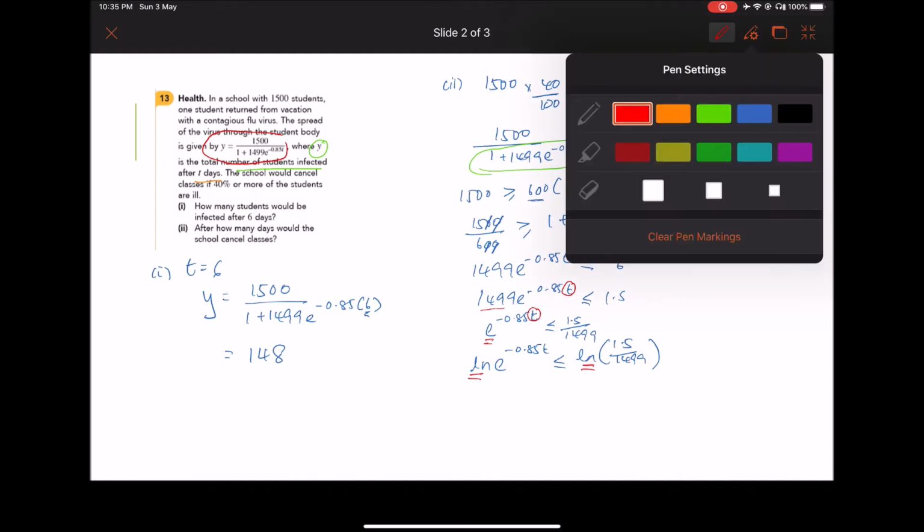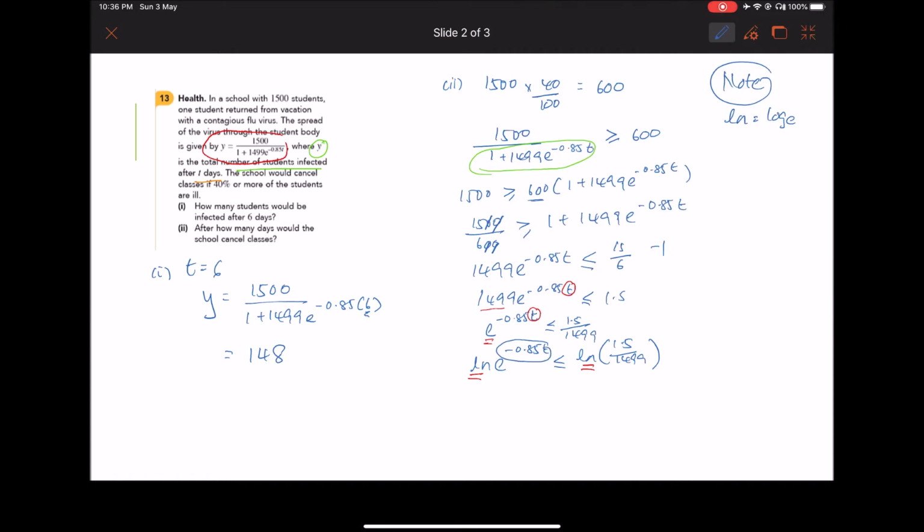Now, what's next? So now, this one here can actually be brought down. So we have negative 0.85t. Now, do not forget, ln e is actually the same as log e base e, because ln is actually log base e. Anything with the same base is actually 1. So this value here is actually just 1. So I don't have to bother to write it, but I can just write it down this way. And this is where we will actually have ln 1.5 over 1499. I'm just going to write it as ln first, okay?